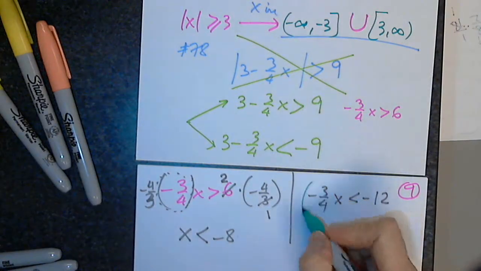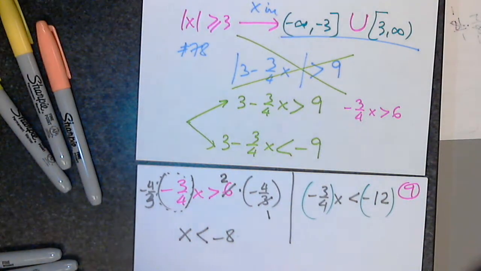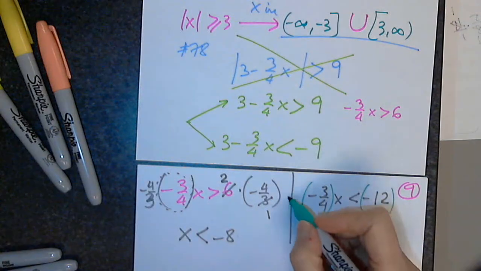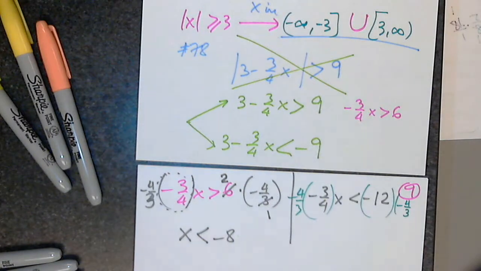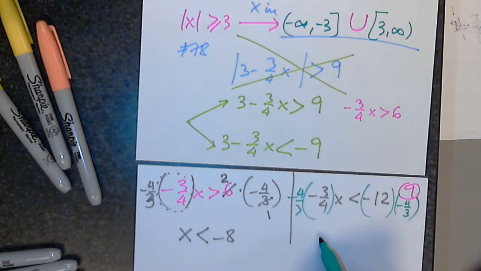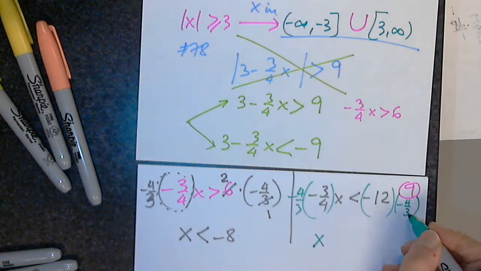Negative 3/4. I agree. So what do I multiply both sides by? Awesome. Both sides. What do I get on the left? Exactly what I want. Of course. What do I get on the right? Always simplify before you multiply.